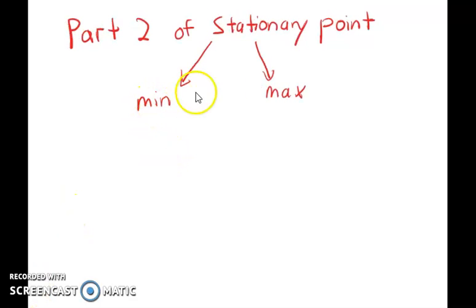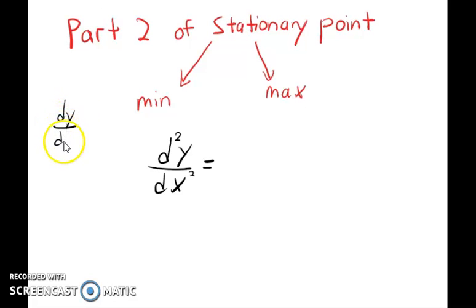Okay, to find a minimum or maximum stationary point, what we have to do is find the second differentiation of this equation. After we have found this, we have to substitute the stationary point that we already obtained when we had dy/dx equals to 0.